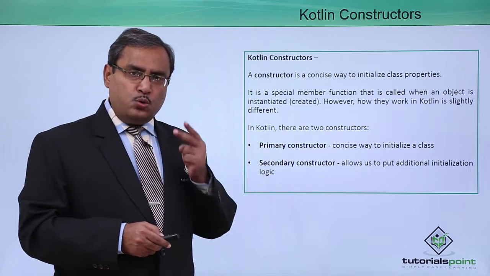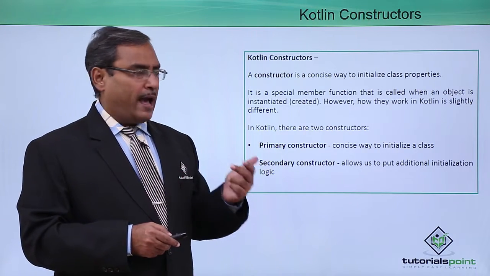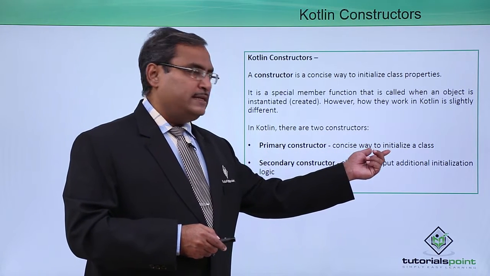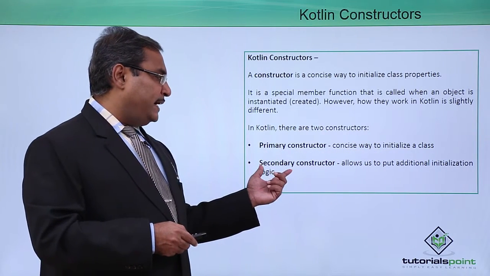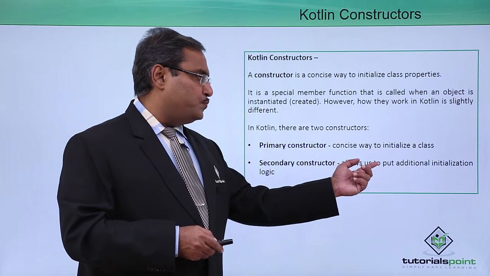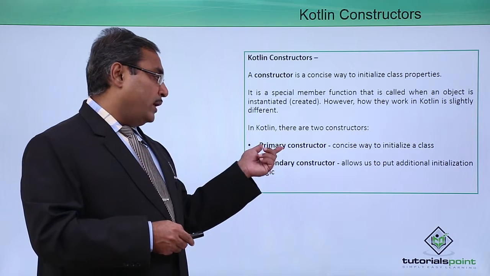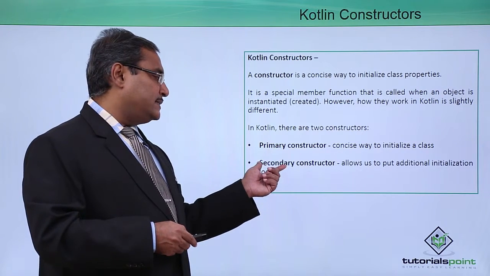So here we have two types of constructors. One is the primary constructor, a concise way to initialize a class. Another one is the secondary constructor, which allows us to put additional initialization logic. So one is the primary constructor, another one is the secondary constructor.